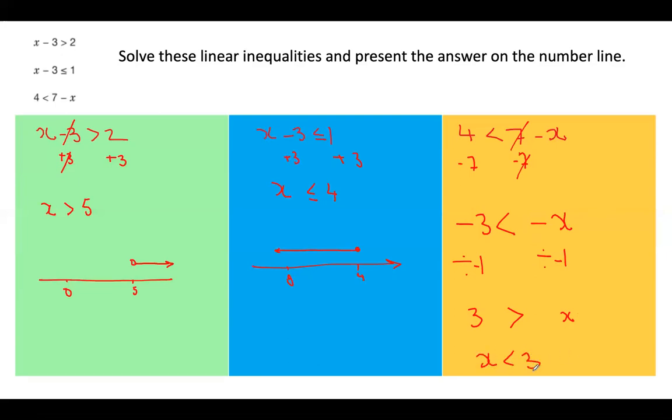And again, 3 is not included in the solution. So when you draw the number line, place 0 here and place number 3 here. The circle above the 3 is going to be a blank circle. So for every x smaller than 3, draw the arrow that goes on the left-hand side.